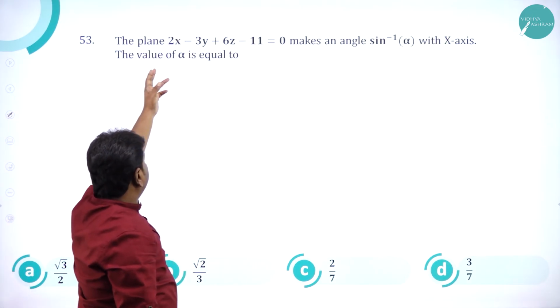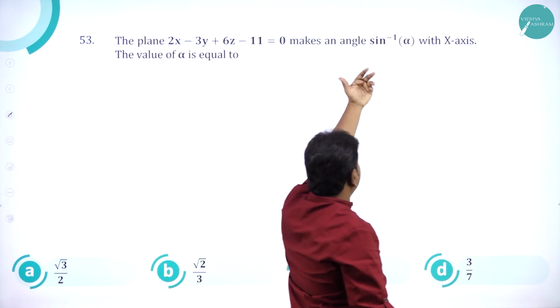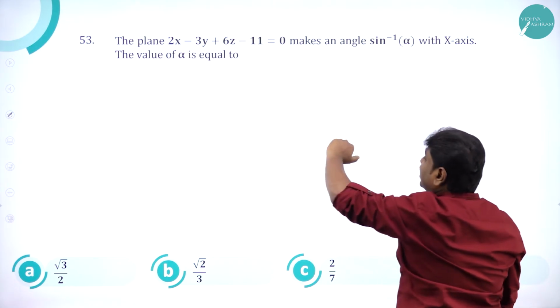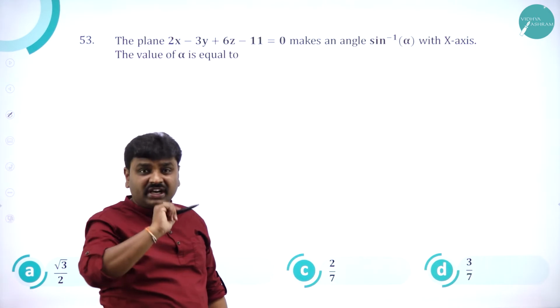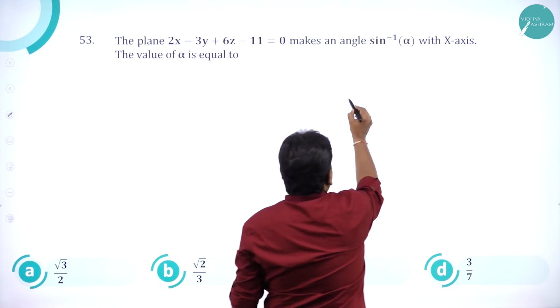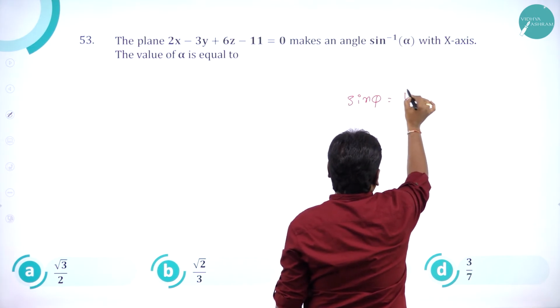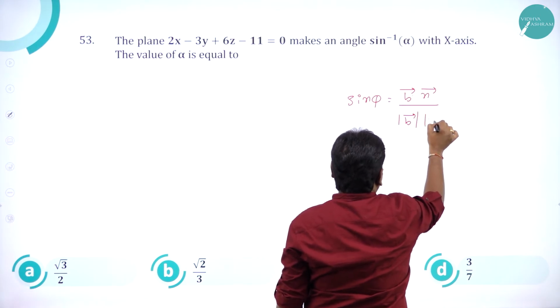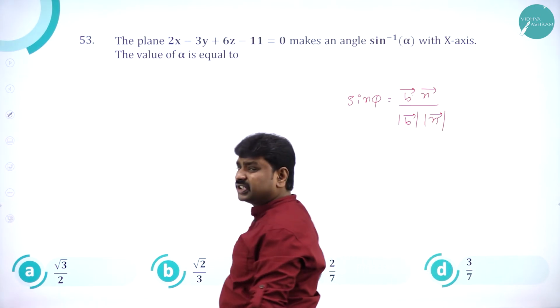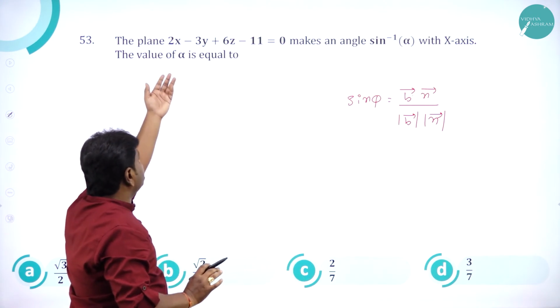Next, plane they give 2x minus 3y plus 6z minus 11 equals 0 makes an angle. Angle also they give sin inverse alpha with x-axis. Value of alpha they want. See, you know angle between line and plane. What is angle between line and plane? Angle between line and plane, sin psi is equal to vector b dot vector n divided by magnitude b into magnitude n. See, please understand, if you see the past papers in 3D, maximum they are asking questions between line and plane. Here plane is readily available.